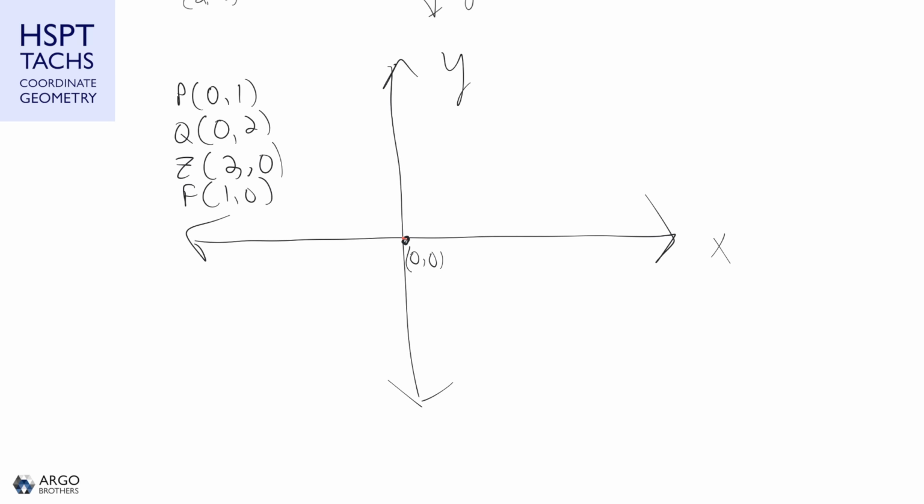Now, where is 1 on the x-axis? Well, we just go up 1 and then we'll be here. So 0 and then up 1. So our point is here. This would be P, which is 0, comma 1.